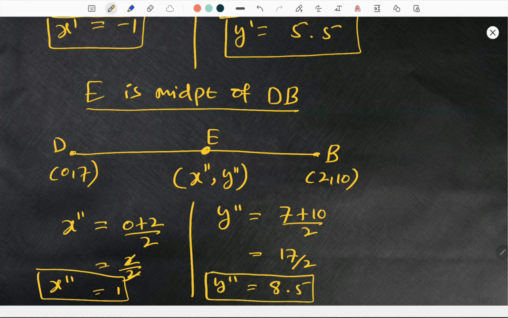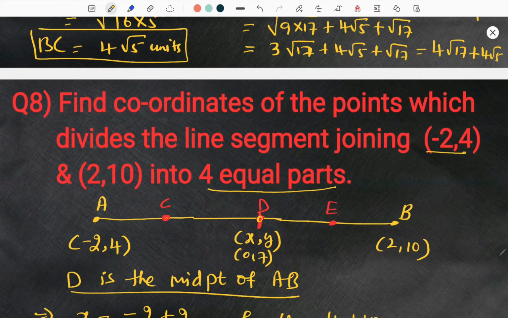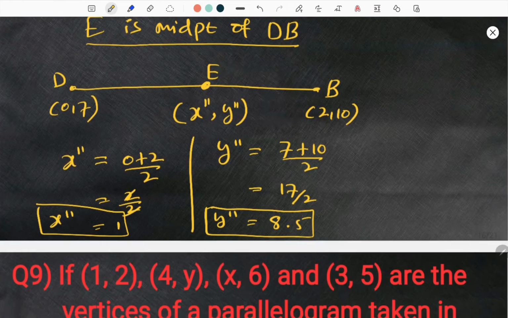So this hint was quite useful, right? Finding out this D by considering it as the midpoint of AB was the breakthrough for this problem. I hope you understood this problem. If you were calculating C directly, you would have to take AC to CB as a 1 to 3 ratio, because 1 part is here and 3 parts there. We don't want to do that. We want to solve it in simple steps. Alright, moving forward to the next question.